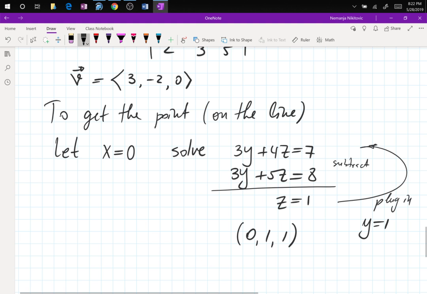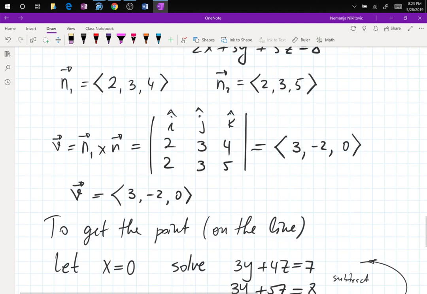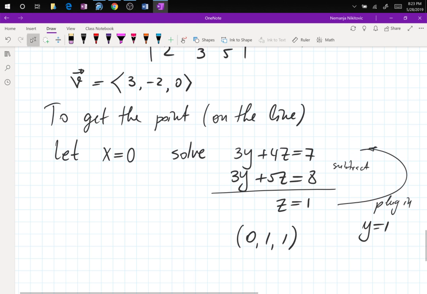We can check this by plugging in 0, 1, 1 in both of these equations. So 0 will knock this out. 3 plus 4 is 7. 0 will knock this out. 3 plus 5 is 8. Great. So this point does satisfy both of these, which means it lies on the line between these two planes.